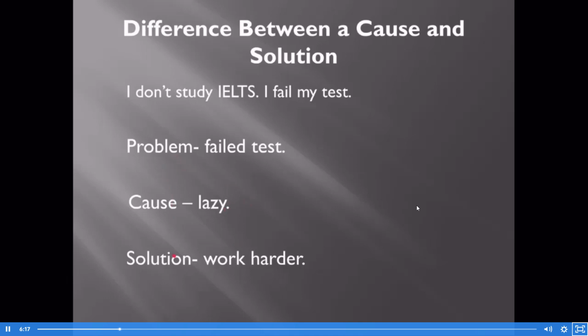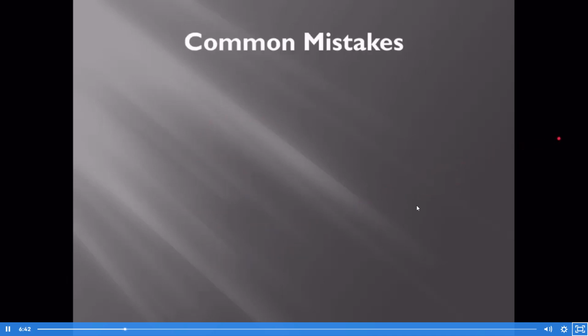But again, it's a good way to distinguish between what is the problem, what is the cause, what is the solution. So on test day, if you get stuck in any way, think about these just simple examples, playing video games and being late for work, or try and think of a simple problem that you have in your life. What is the problem? What is the cause? What is the solution?